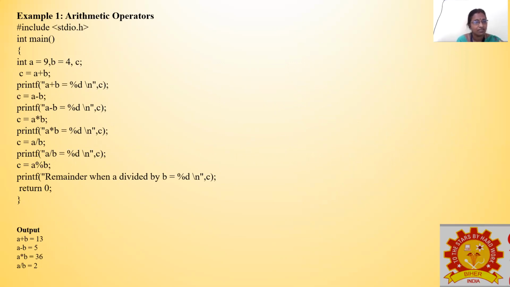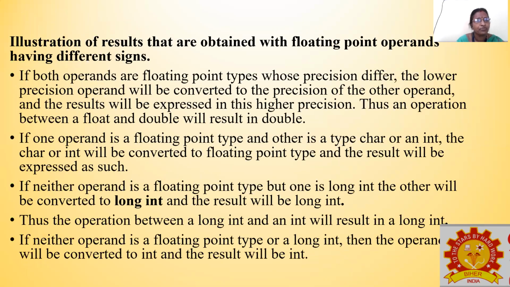So C is a variable, and it is receiving the result of these binary operations: addition, subtraction, multiplication, division, and modulus. So the results are given in the output. If you run the program, you'll get this output.